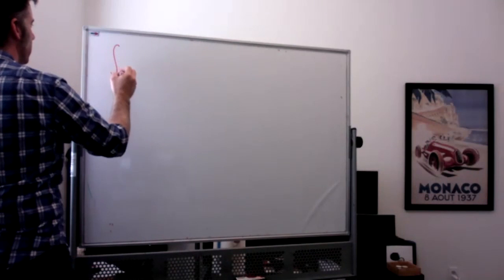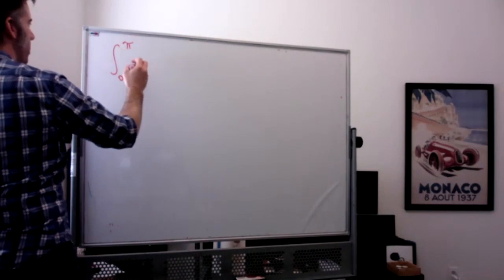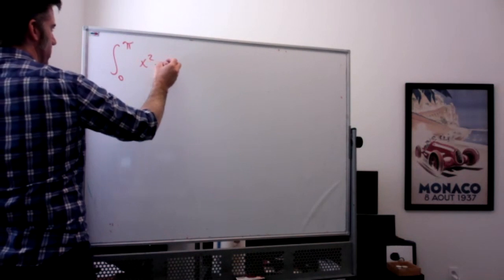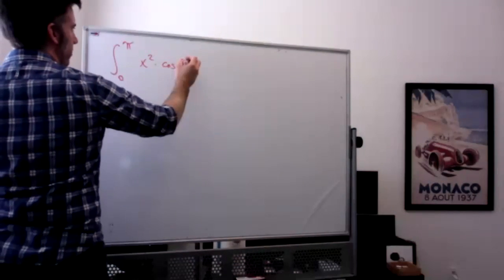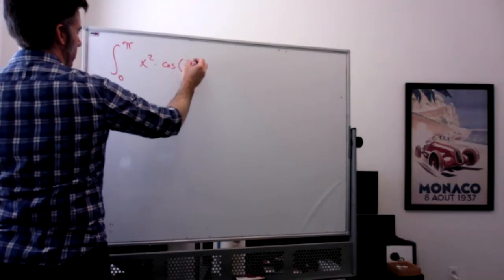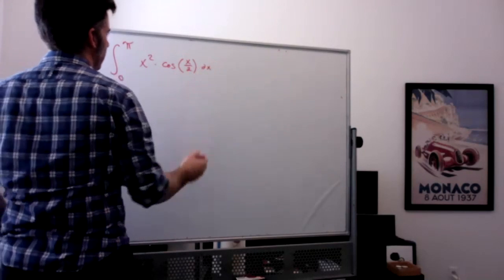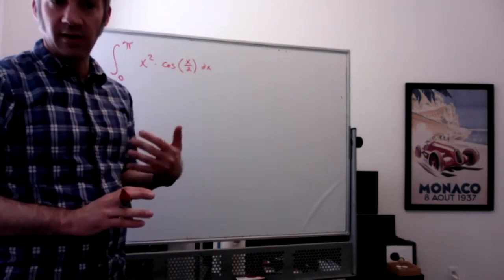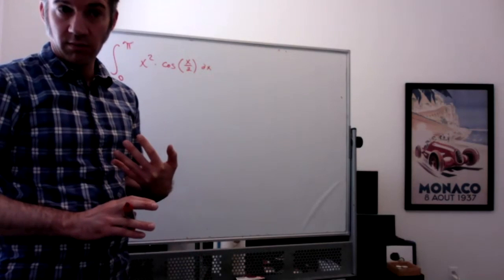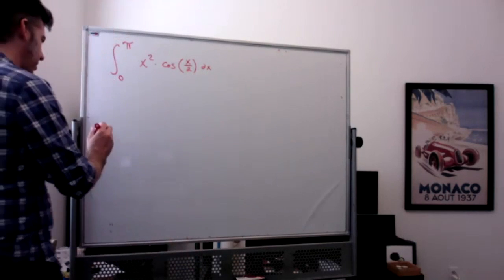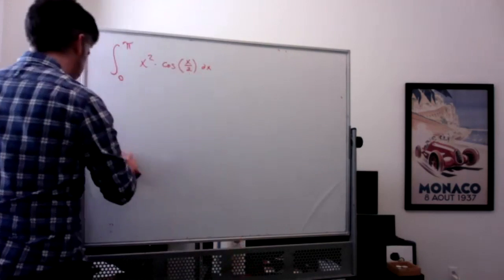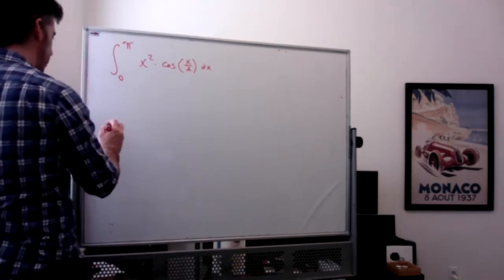So let's say I want to find the integral from, say, 0 to pi of, let's do x squared times cosine of x over 2. It's going to be a little bit interesting. I will mention this is definitely an integral you could do tabular for. Let's just do the tabular thing.